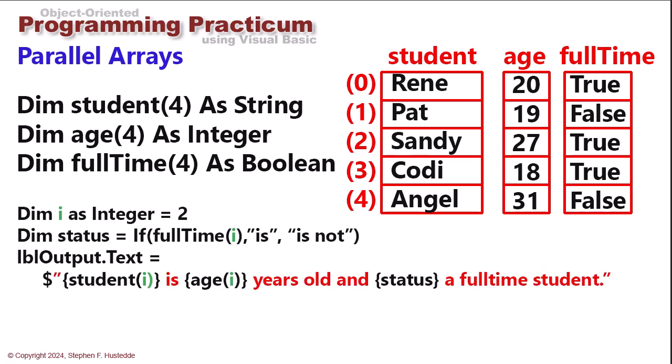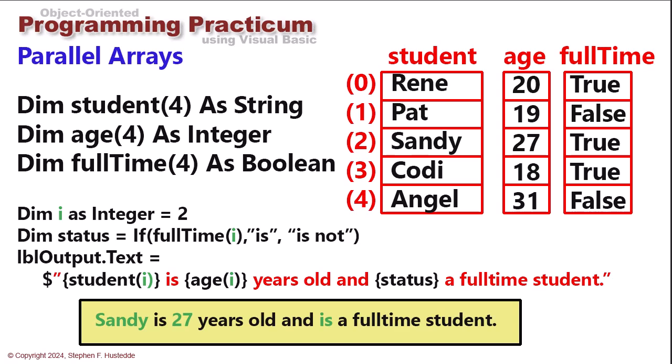I can dim I as an integer equals 2 in this case, and then have status as a ternary expression: if full-time element I, in this case element 2, is true, it's going to be "is", otherwise it is "is not". And then my LBL output.text is an interpolated string of student element I, is age element I, years old, and whatever the value of status is, a full-time student. So the output would, in this case, be Sandy is 27 years old and is a full-time student.